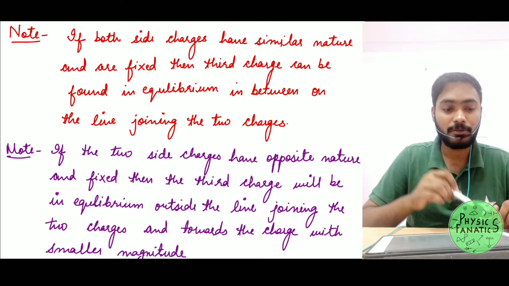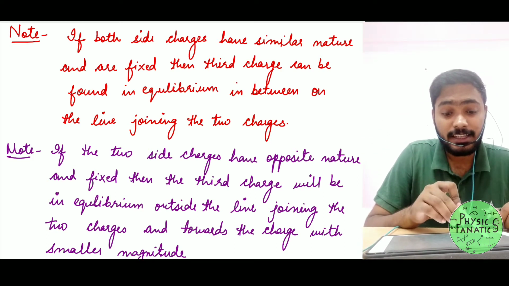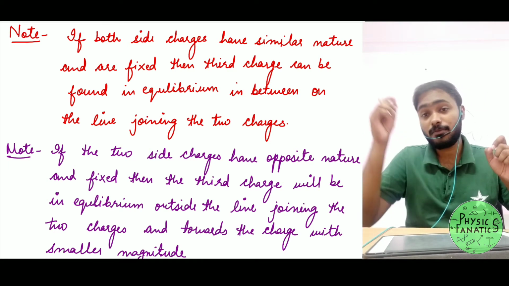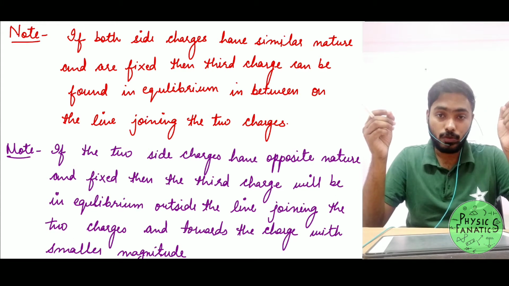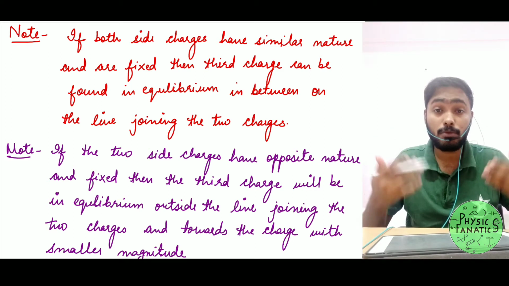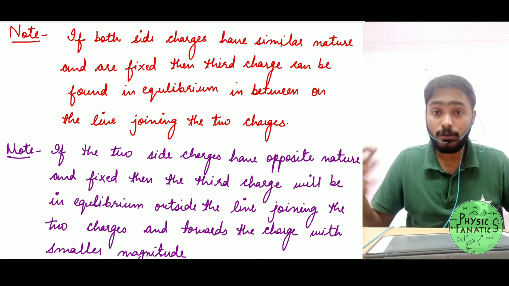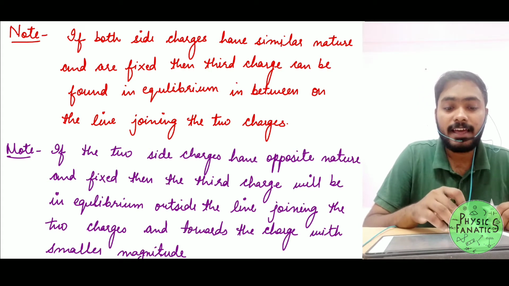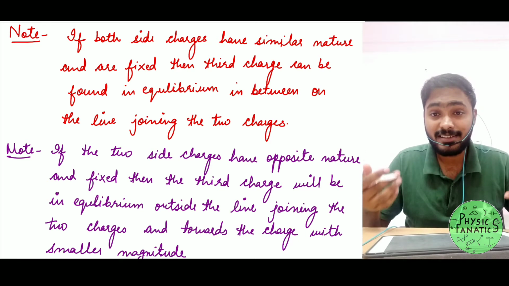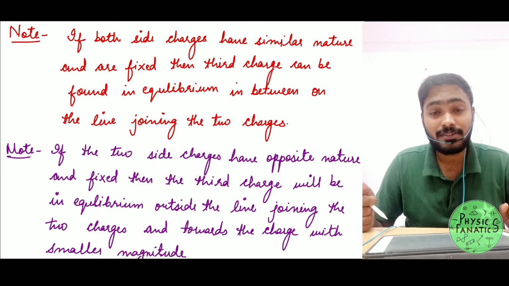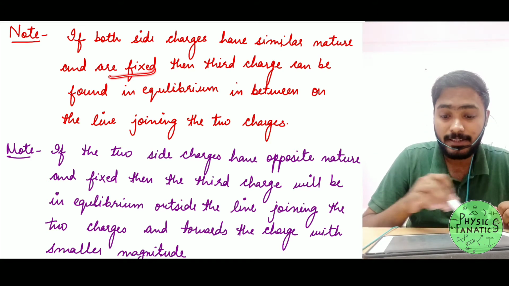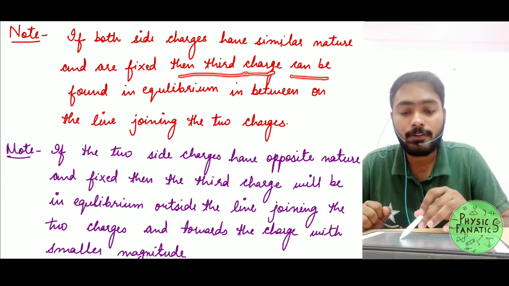Let me read that out. Note number 1 says that if both side charges have similar nature, that is, both positive or both negative, and are fixed. This is very important, they must be fixed. Obviously we are still in the electrostatics chapter, so the charges are fixed, they are not moving anywhere. Then the third charge can be found in equilibrium.